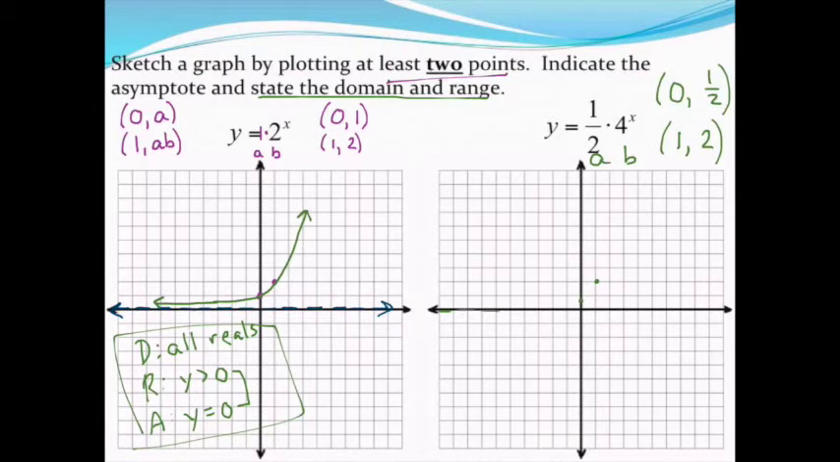Notice I did the (0, a) trick and (1, a times b) trick, although I'd recommend you just find 2 points using your table. Notice the graph looks very similar to the one we just did, and the domain, range, and asymptote are still the same thing because nothing has been shifted around.